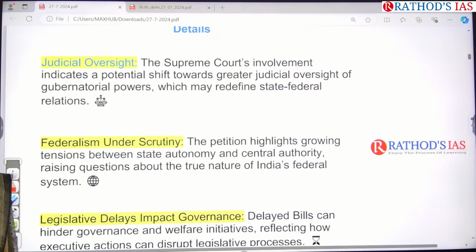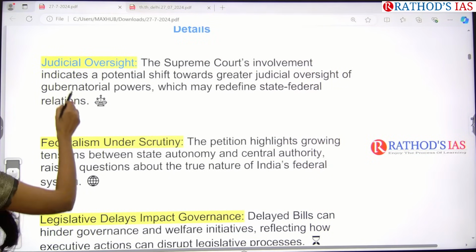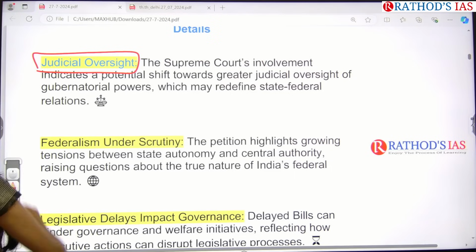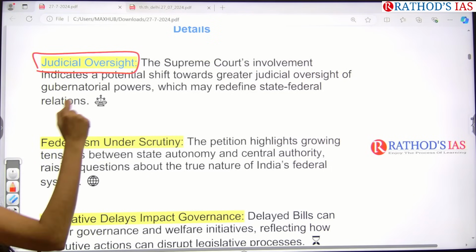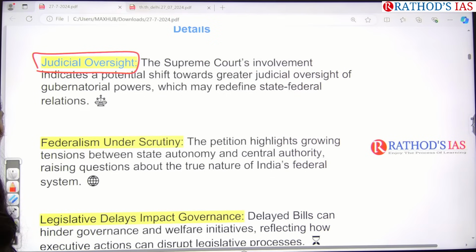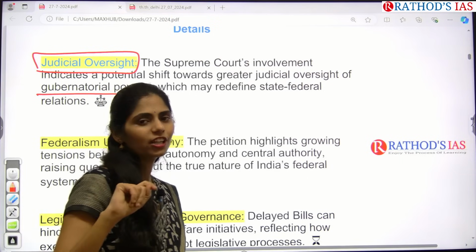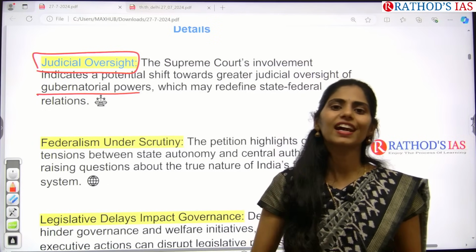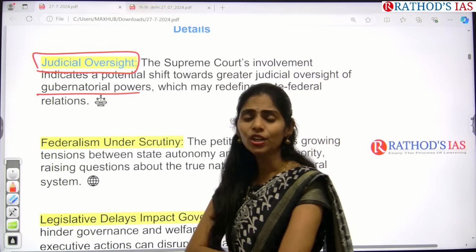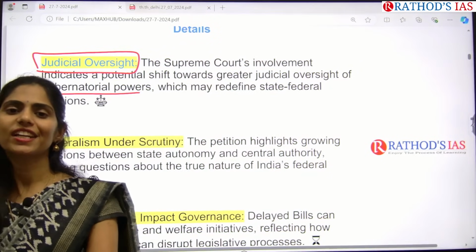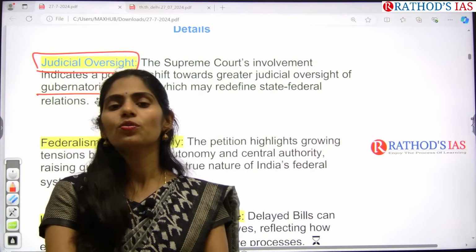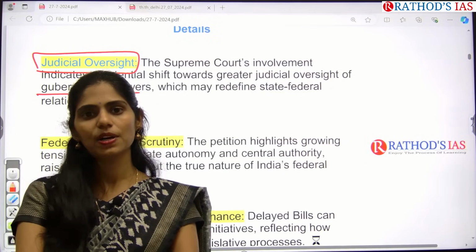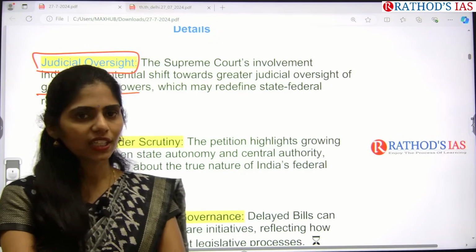If you see some important details, we can now understand that there is judicial oversight. The Supreme Court's involvement indicates a shift towards greater judicial oversight of gubernatorial powers. The post of governor is called a gubernatorial post. So whenever you are writing an introduction for a governor answer, you can introduce it like: the governor's post in India is a gubernatorial post, and the Centre wants to control the state by using this position of governor.